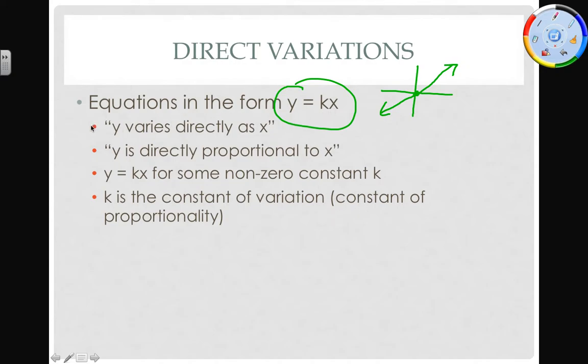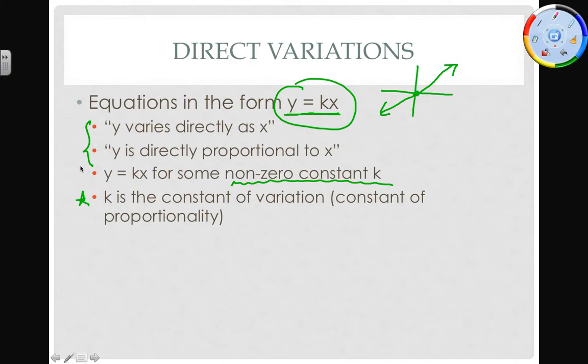The things down here below are ways we could write it out in words. So we would say y varies directly as x, which means I got to write an equation like this. Or y is directly proportional to x, which means, hey, I got to write an equation like this. And you have to remember that k is never 0. And to name it, k is called our constant of variation or constant of proportionality.